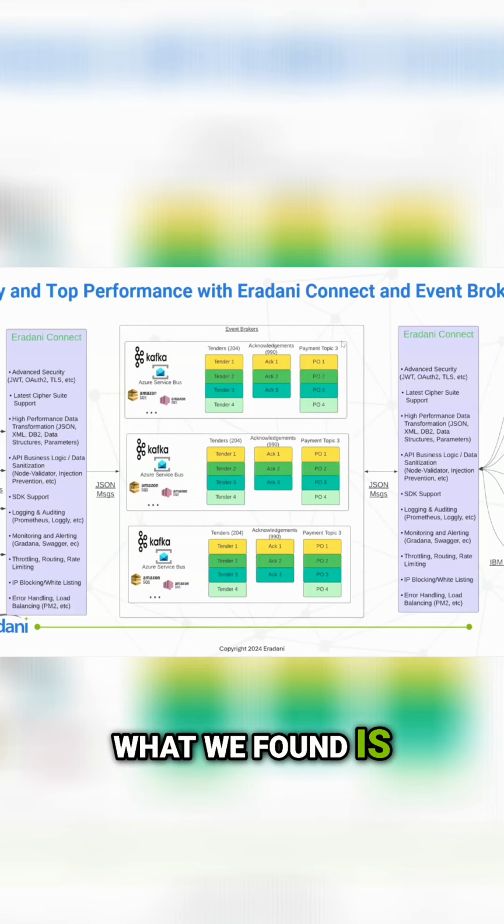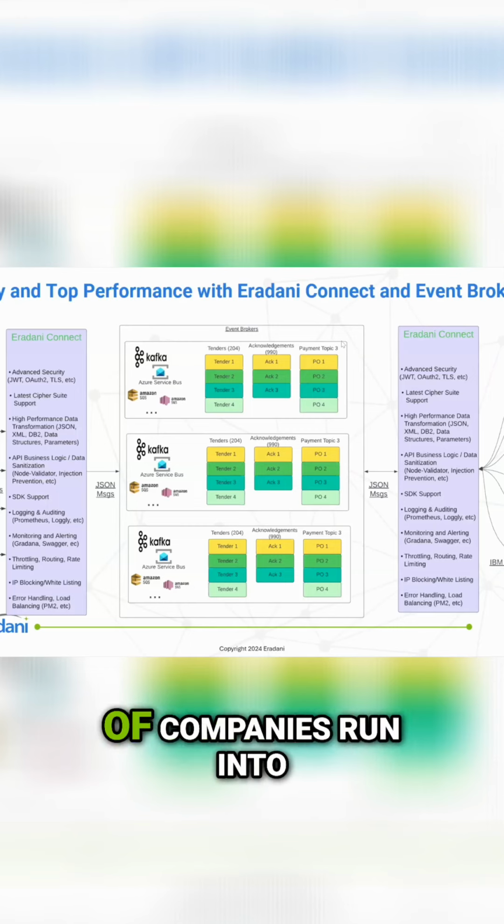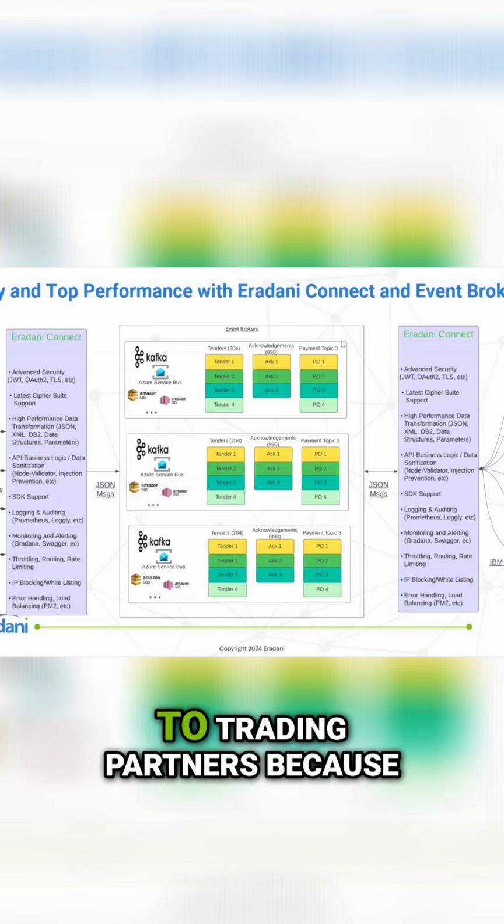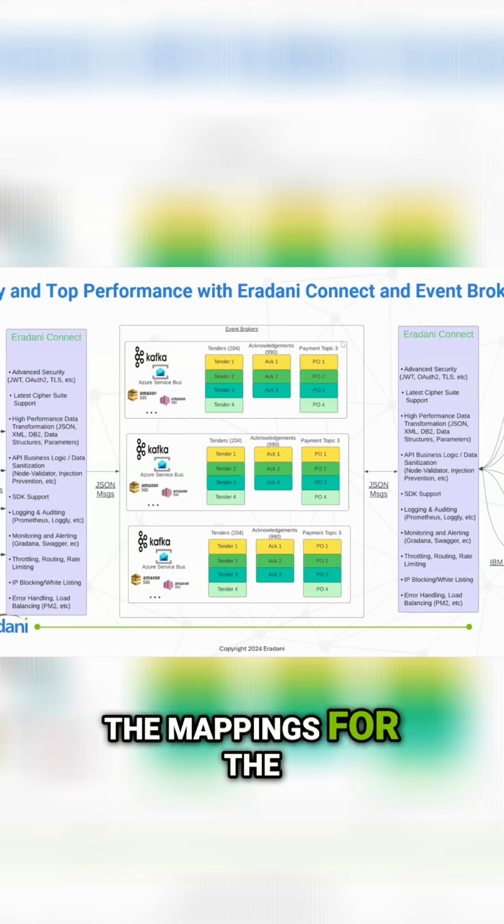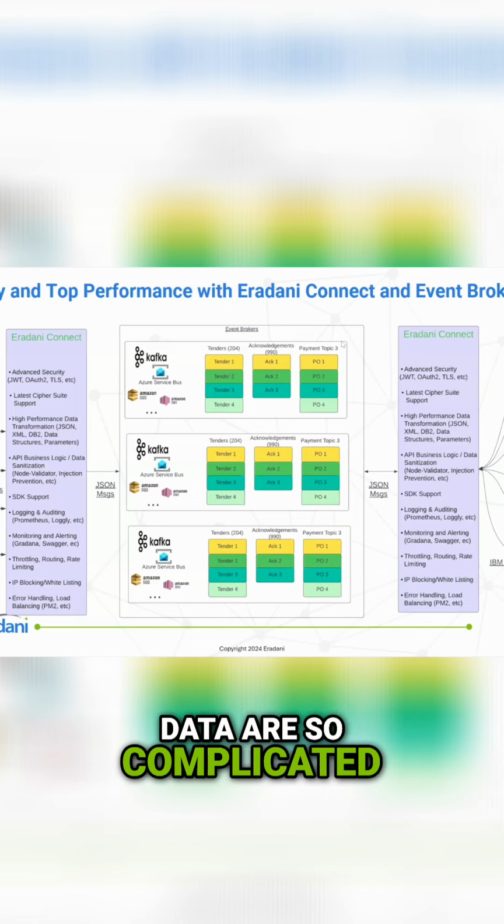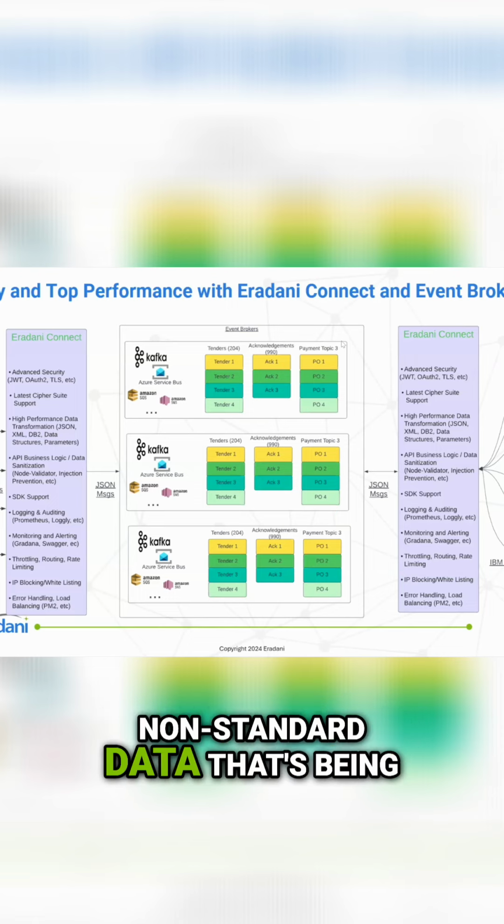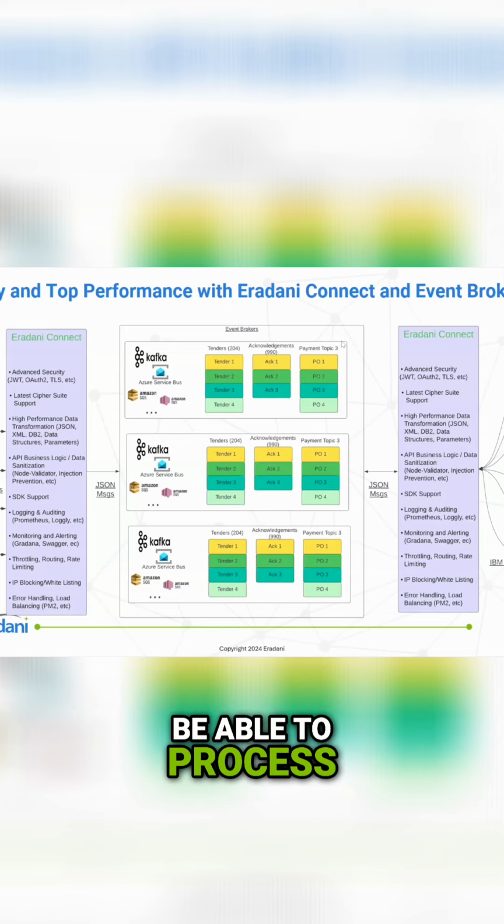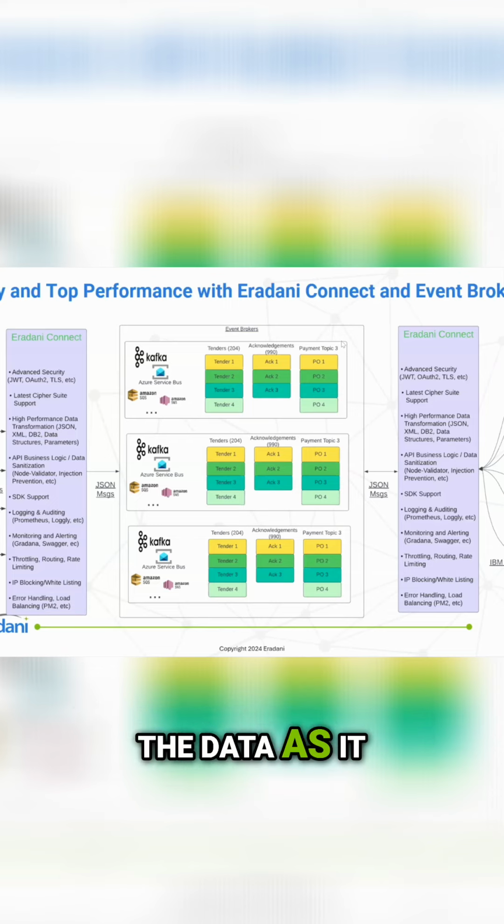What we've found is that with EDI, the big problem we see a lot of companies run into is onboarding new trading partners or making changes to trading partners, because the mappings for the data are so complicated, right? We have all this non-standard data being transmitted back and forth, and we need to be able to process the data as it comes in.